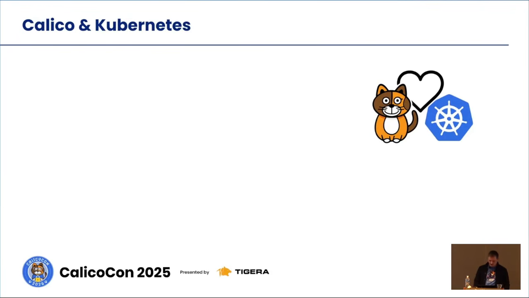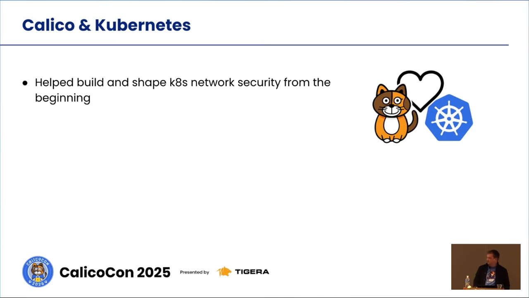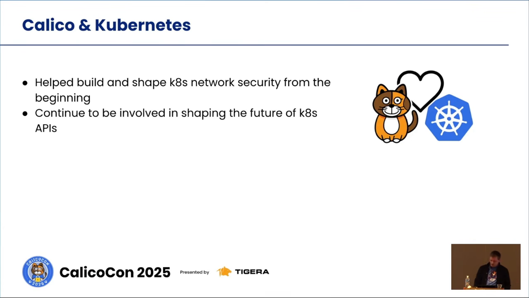We're very much in love with Kubernetes at Calico. It's hopefully a mutual relationship. We've essentially helped to build and shape Kubernetes network policy right from the start. So if you've ever tried Kubernetes network policy directly, a lot of that API and the evolution of it was influenced by Calico over the years, and we helped shape that in the special interest groups in Kubernetes, which we continue to be involved in.